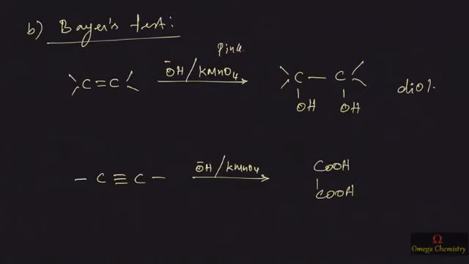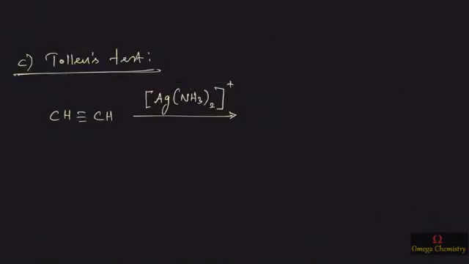So in Tollens test, ammoniacal silver nitrate, Tollens reagent, will be added to alkyne, right? Ethyne. Okay, when ethyne is added with this Tollens reagent, silver acetylide will be obtained. Silver acetylide is CH triple bond C minus Ag plus. That is because of the acidic hydrogen present over here. Acidic hydrogen is because of the more electronegative carbon, that is the sp hybridized carbon to which this hydrogen is attached.